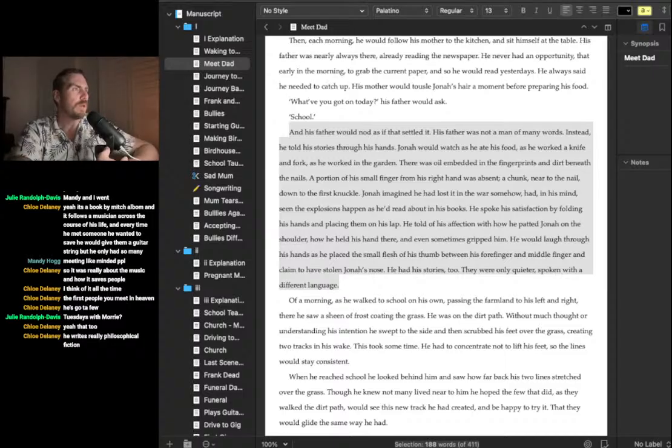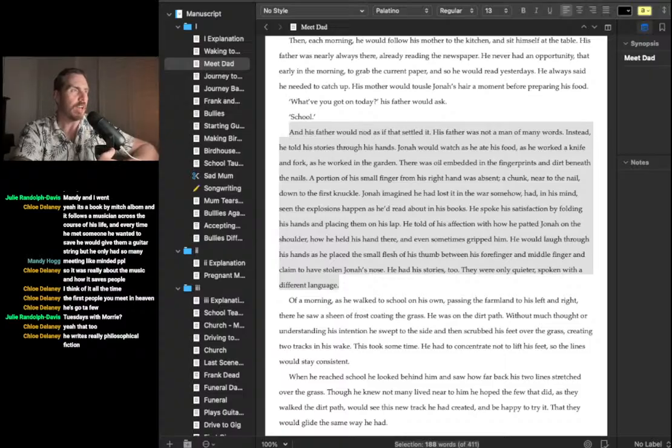His father was not a man of many words. Instead, he told his stories through his hands. Jonah would watch as he ate his food, as he worked a knife and fork, as he worked in the garden. I'll double up worked there, I'll fix that. There was oil embedded in his fingerprints and the dirt beneath the nails. A portion of his small finger on his right hand was absent, a chunk near to the nail down to the first knuckle. Jonah imagined he had lost it in the war somehow, had in his mind seen the explosions happen as he'd read about it in his books.